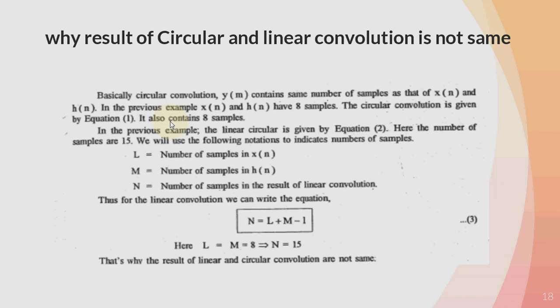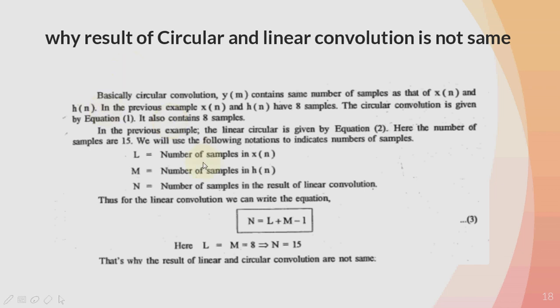But in the previous example, the linear convolution, or equation 2, here the output samples are 15, that is N1 plus N2 minus 1. So N1 contains 8 samples plus N2 contains 8 samples minus 1. So 8 plus 8, 16, minus 1. So it becomes 15, right?